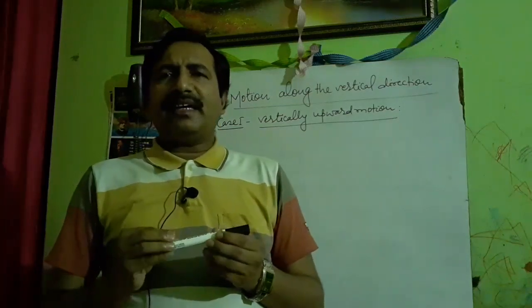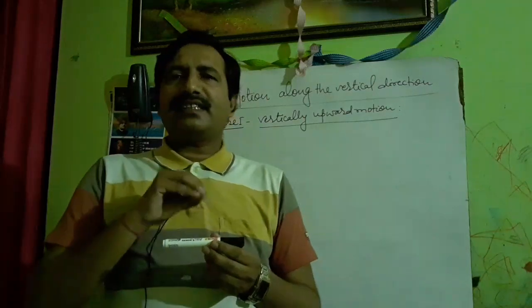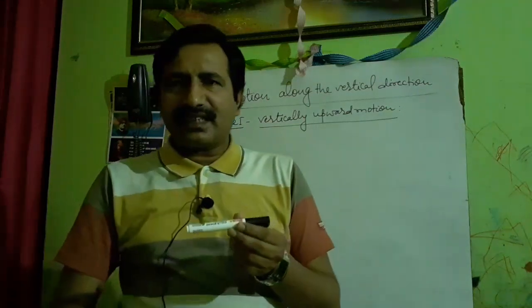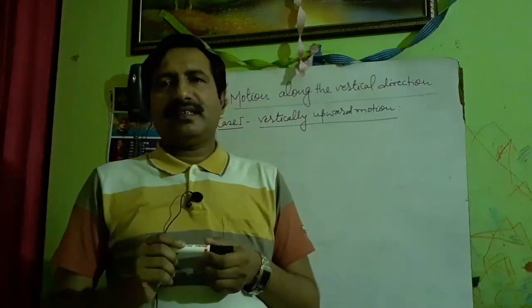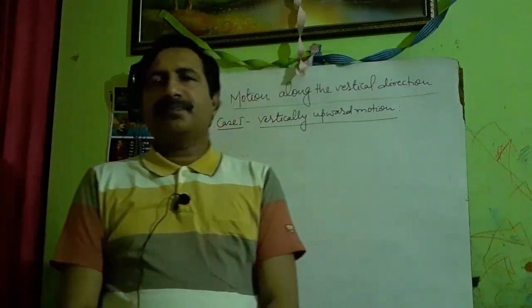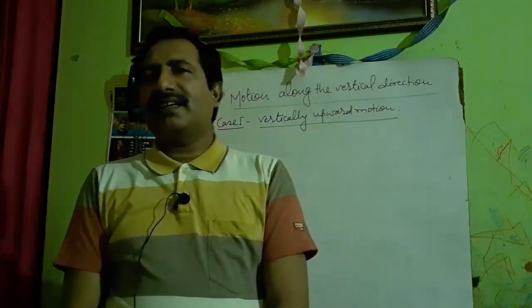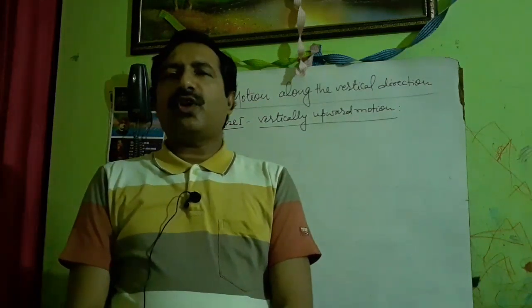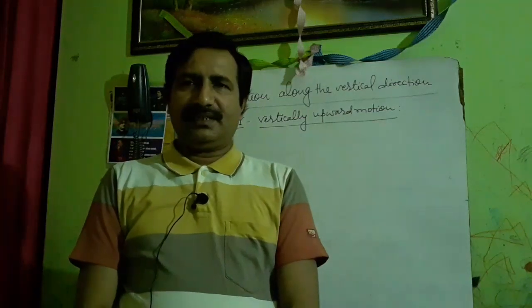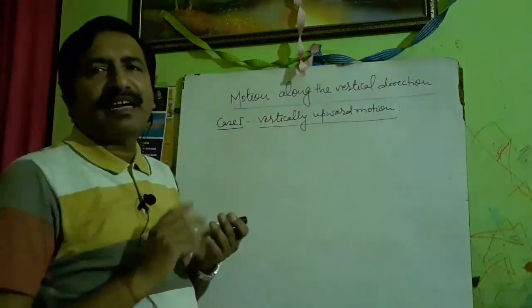Now see, whenever a body is thrown upwards, the acceleration acting on the body in the direction towards the earth, that is in the direction opposite to the direction of motion of the particle, is caused by the earth's gravity. So that is called acceleration due to gravity. And acceleration due to gravity is denoted by g.